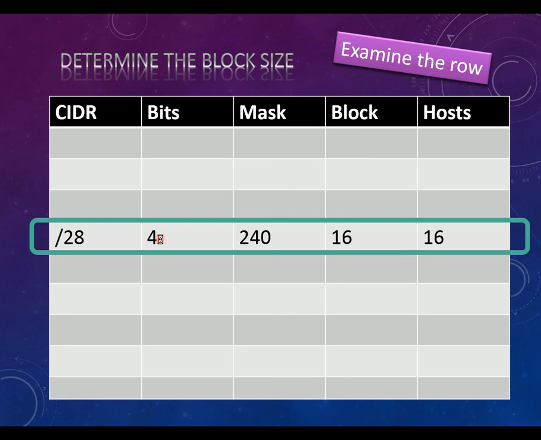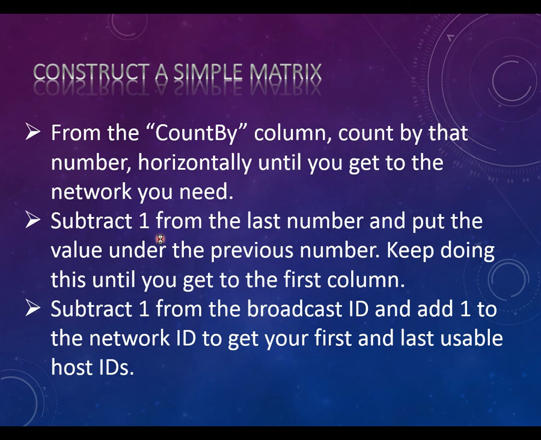So we circle that row. This is the one we're going to focus on. What we're going to do now is, from the count by column, count by that number horizontally. What does that mean? We're going to take the count by that we had, which was 16, and count by that number, starting with 0. So we start with 0, then go to 16, then 32, then 48, making a horizontal row with space in between until you get to the network you need.